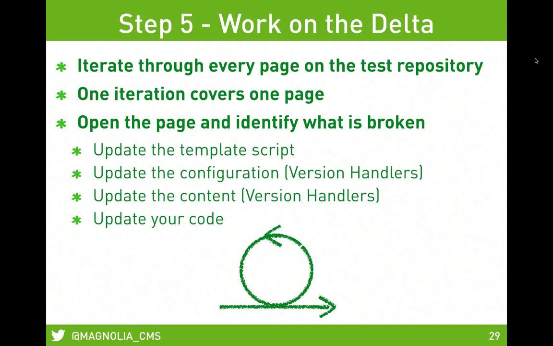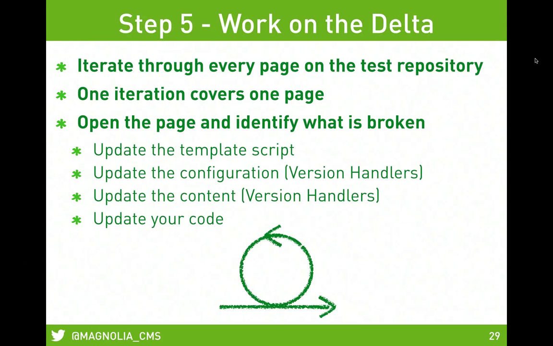Now it's time to work on the delta. By delta we mean everything which has not been migrated in the previous steps. So you must iterate through every page of your test repository. That's why it's very important to use a test repository, because of course with a copy of the production database, you will have too much content to iterate. One iteration will cover one page. Open the page, identify what is broken.